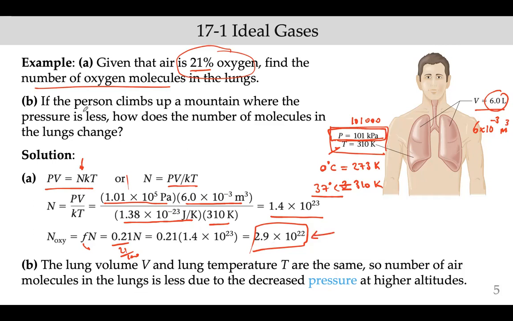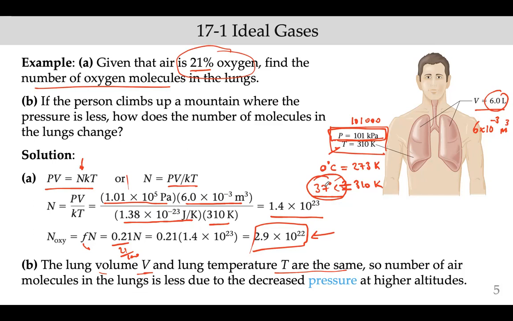Now the second part, if the person climbs up a mountain where the pressure is less, if you go up, the pressure goes down. How does the number of molecules in the lungs change? Now, the lung volume and the lung temperature are the same. Why? Because temperature may change a little bit, but you can assume they're the same because this value is actually the body temperature, not the air temperature outside.